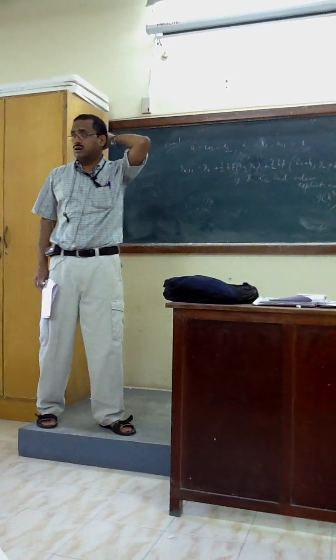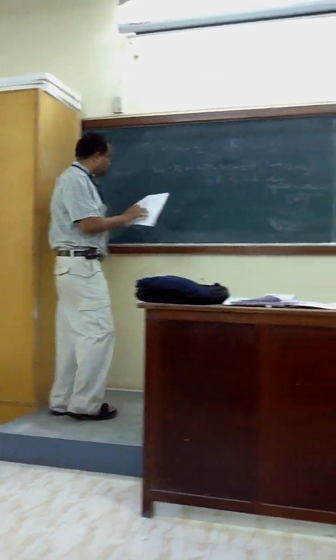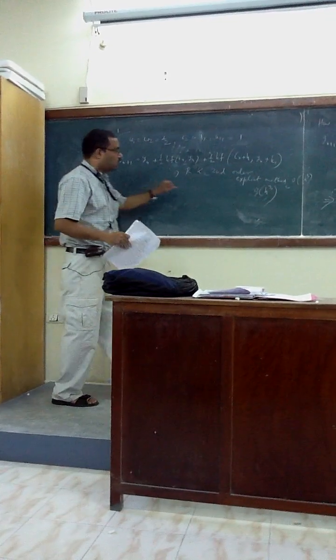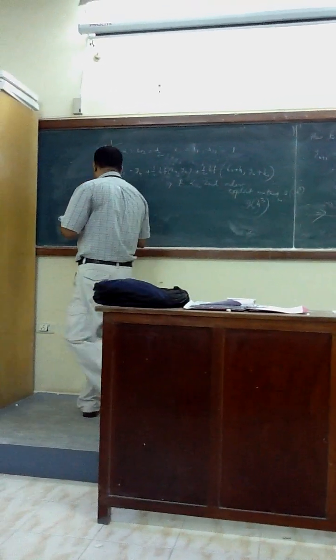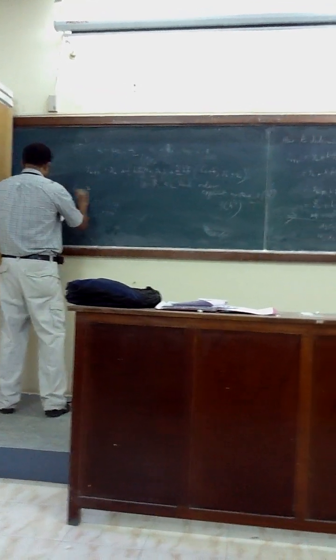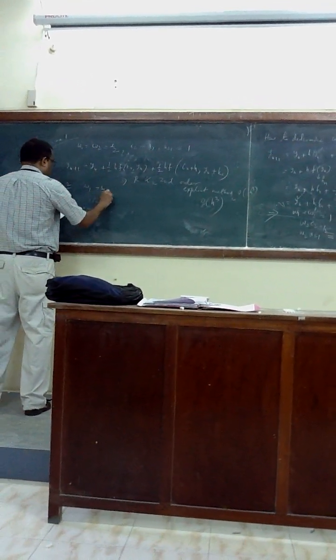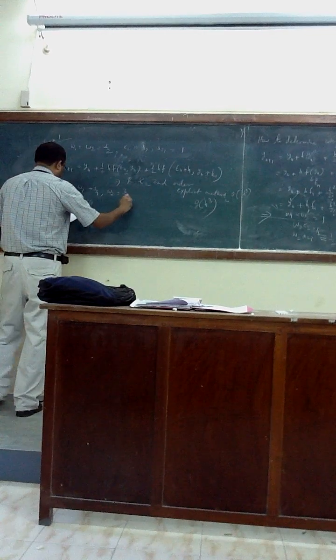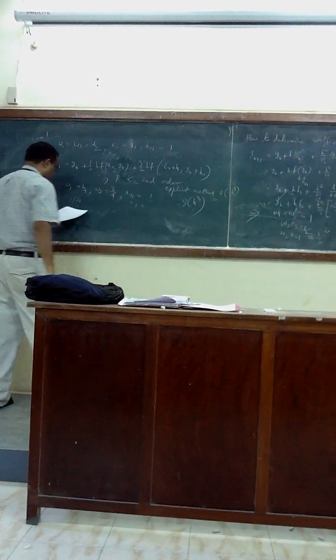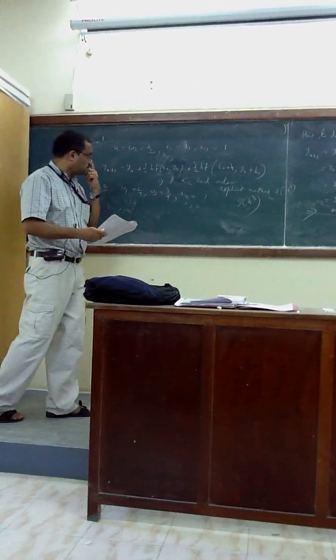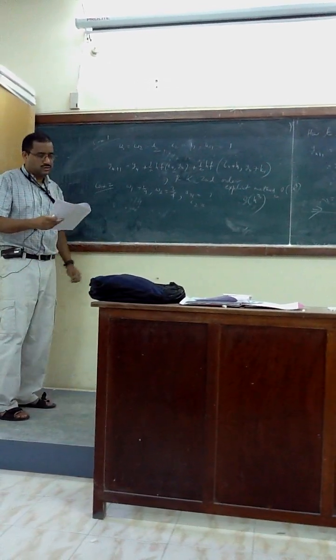Case 2. W1 equals 1 by 4. W2 equals 3 by 4. A21 will be what? C2 will be what? You tell me. A21 will be what? C2 will be what? A21 is how much?